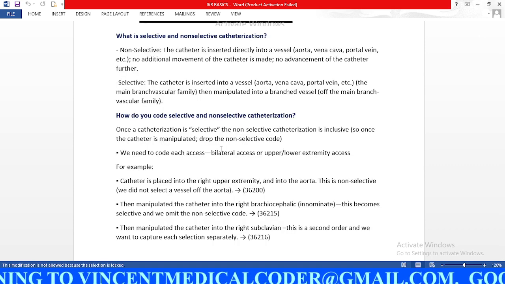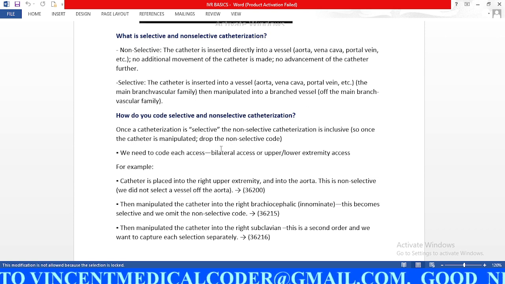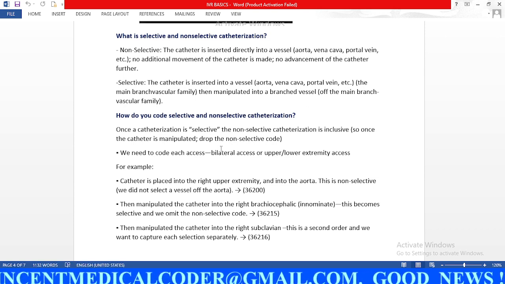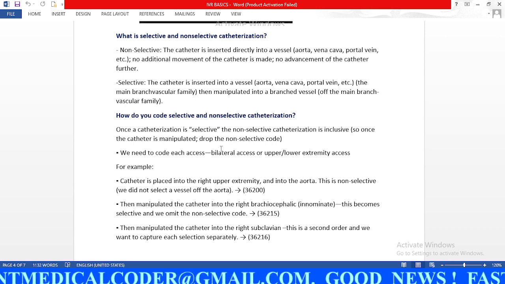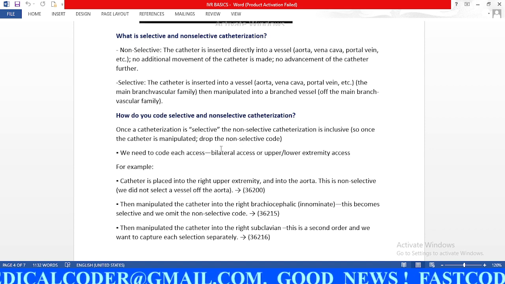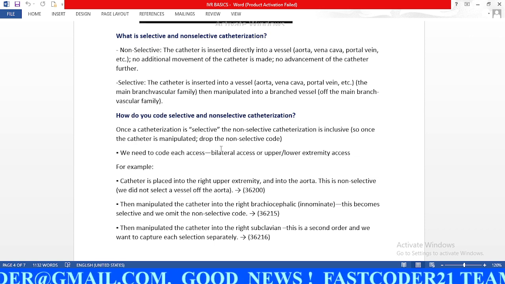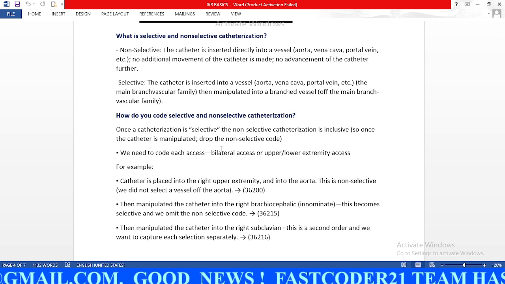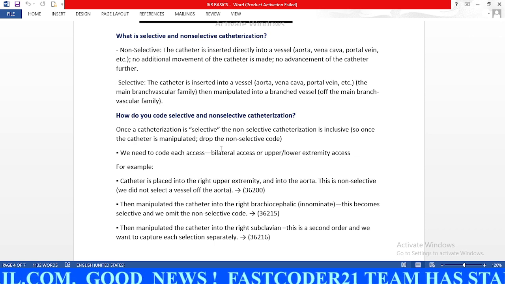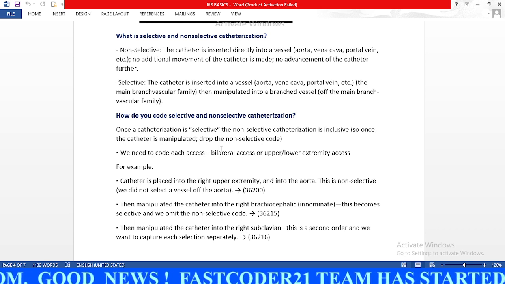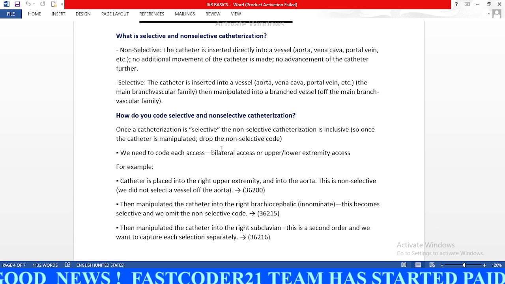So what is selective and non-selective catheterization? Basically, non-selective means the physician is going to insert the catheter in the aorta or vena cava. He will not go further than the aorta. So what is selective? In selective catheterization, the physician will manipulate the catheter out of the aorta.